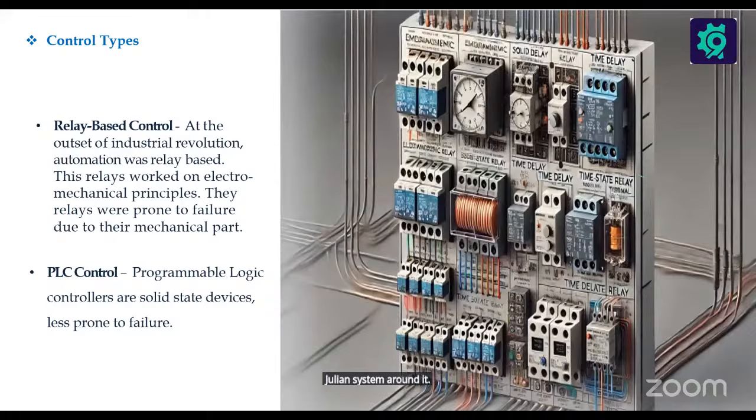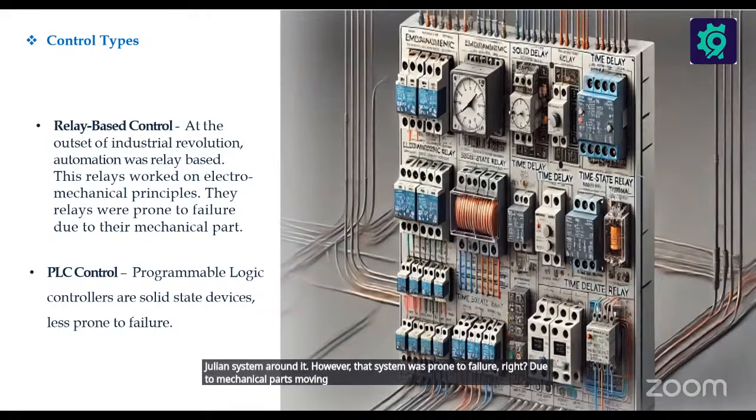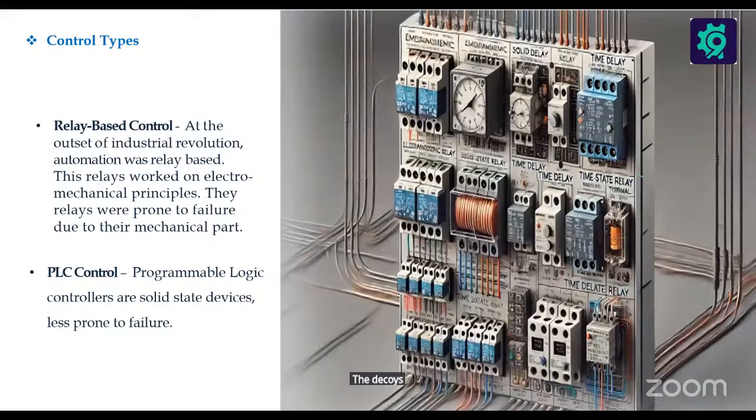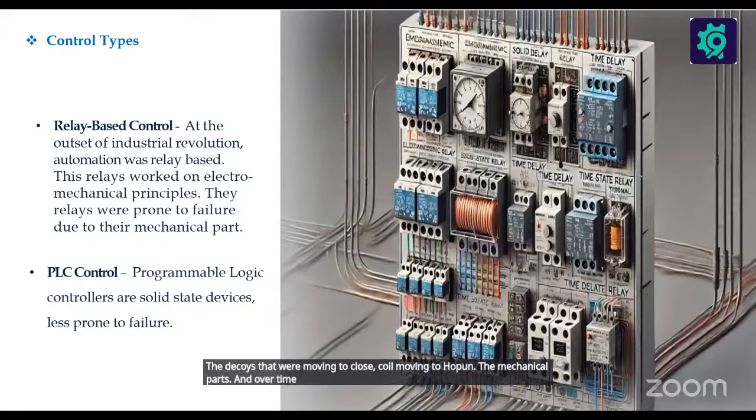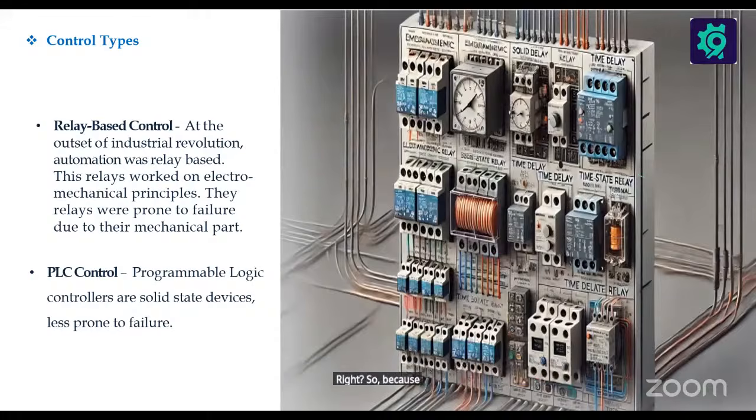However, that system was prone to failure, right? Due to mechanical parts moving, because they're basically mechanical parts. The coils that were moving to close, moving to open, were mechanical parts. And over time, the system is subjected to wear and tear because it is opening, making contact, and there's friction. So it becomes subjected to wear and tear, and then there is frequent breakdown and failure due to that.